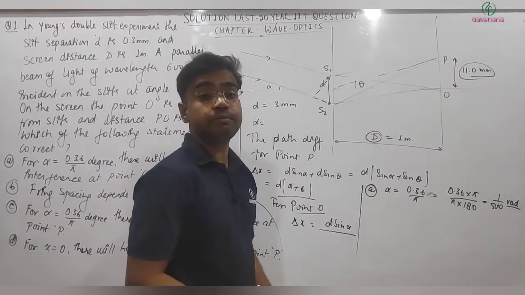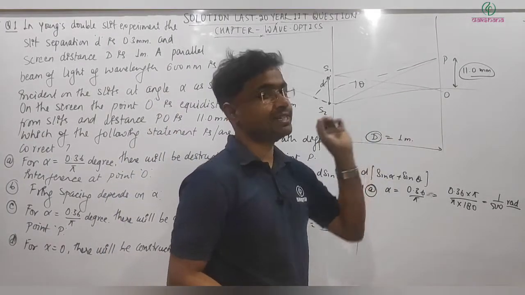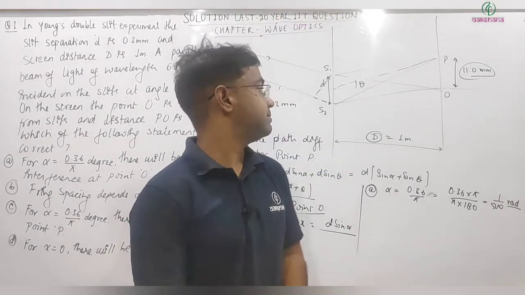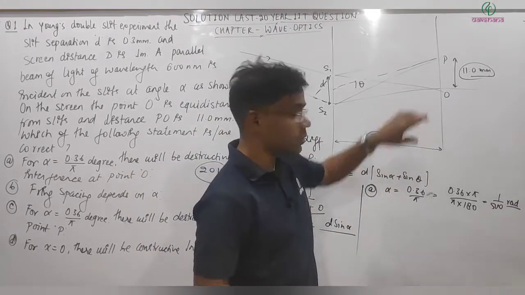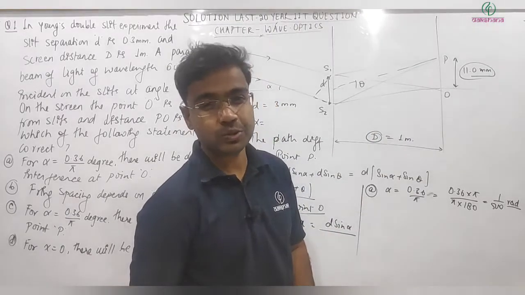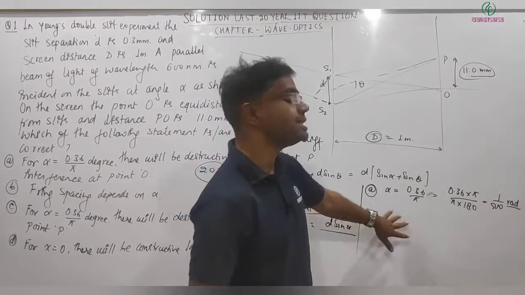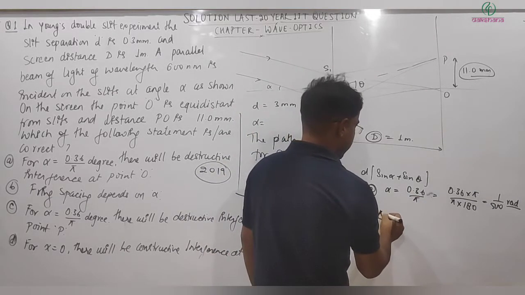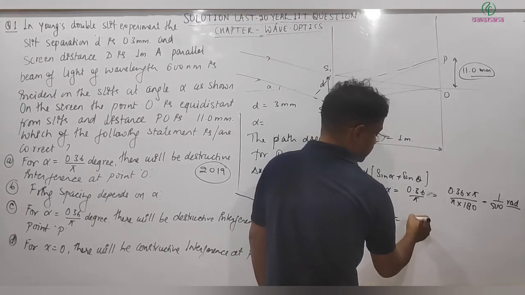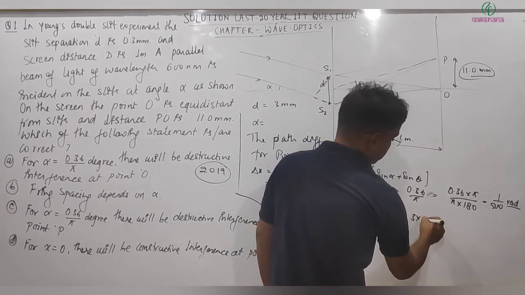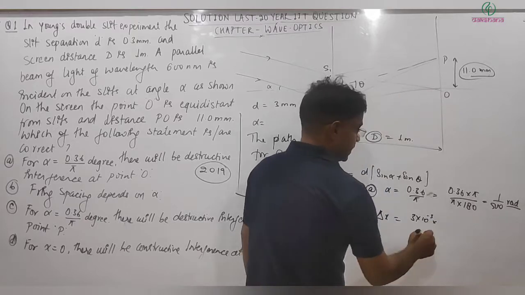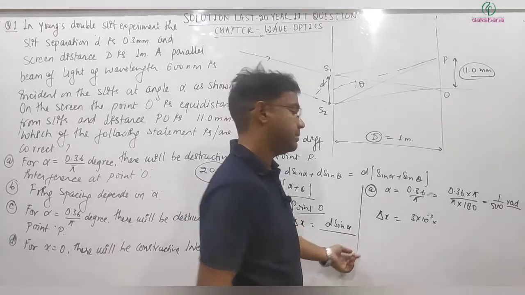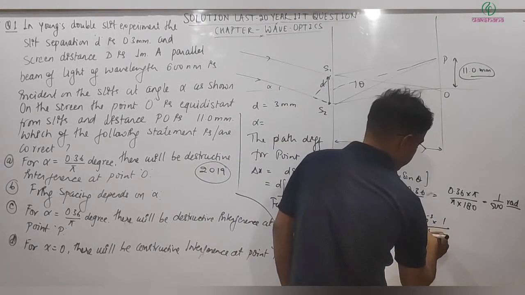So let's check what is the path difference for point O. If it is a multiple of lambda, then at O there will be constructive interference. If the path difference for point O comes out to be a multiple of lambda by 2, it will be destructive interference. So we can check the path difference for O in this situation. So delta x is equal to d sine alpha. d is coming out to be how much? 3 into 10 to the power minus 3 mm multiplied by sine alpha, and sine alpha for small value of alpha can be written as 1 by 500.